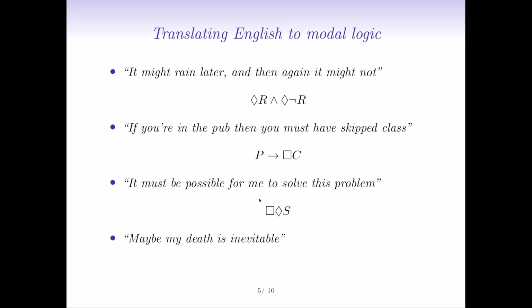Final example. Maybe my death is inevitable. I mean, that's an optimistic statement in the best of readings. But so we have maybe, which is obviously a statement that something is possible, and saying that something is inevitable is to say that it is somehow necessary. So it is at least possible that it is necessary that I will die. So this is a case where, again, you have two modalities, but the other way around. Diamond, possibly. Box, inevitably or necessarily. D for I will die.